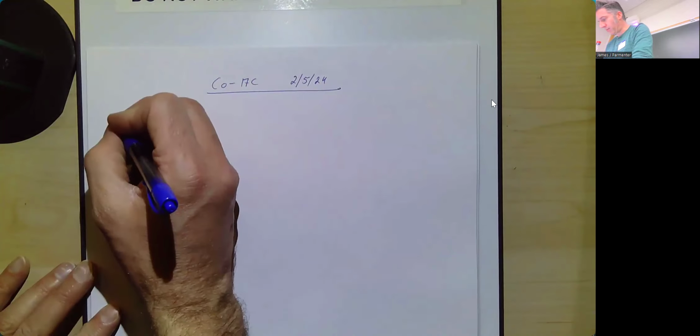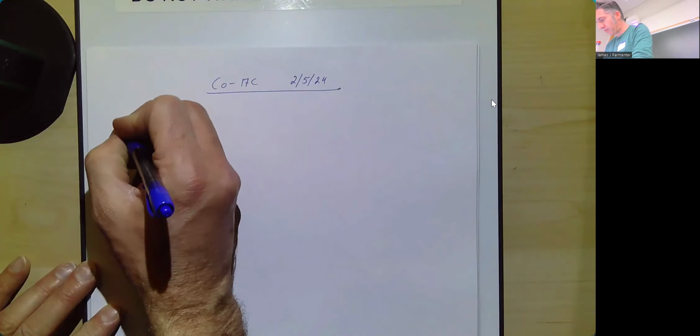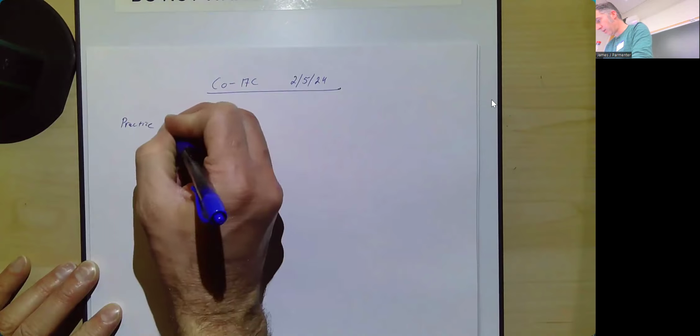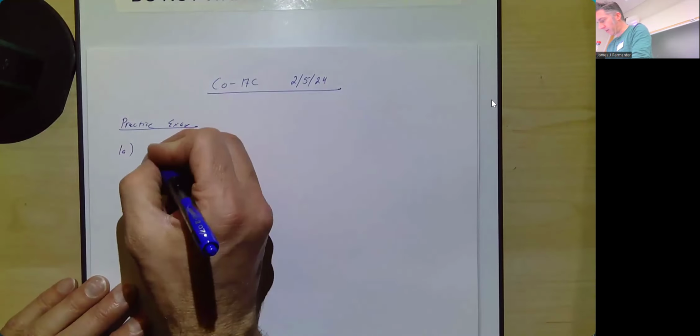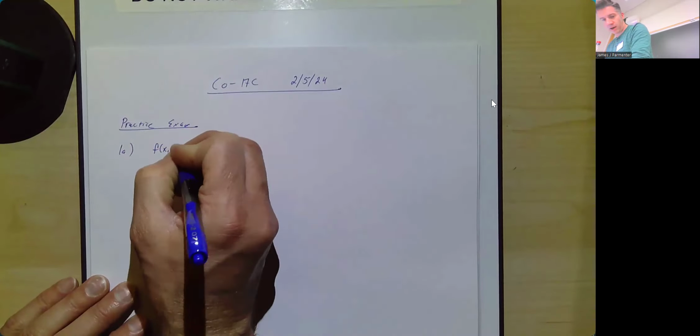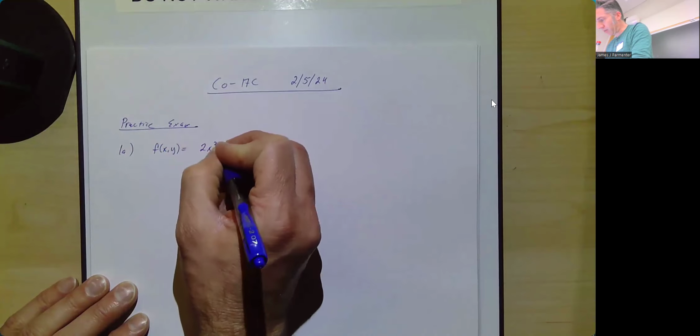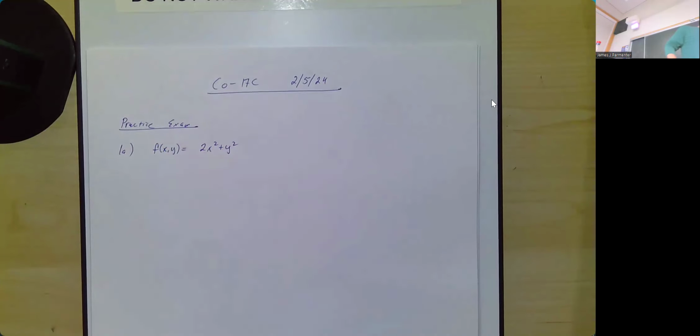So let's look at Saito's practice exam. And we'll look at question number 1A. So we're given, first of all, that the function f of x comma y is 2x squared plus y squared.